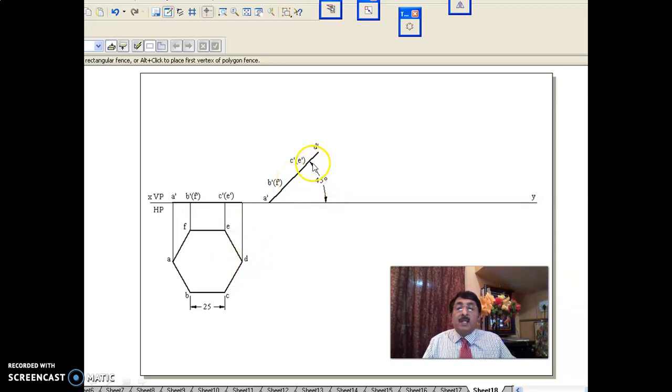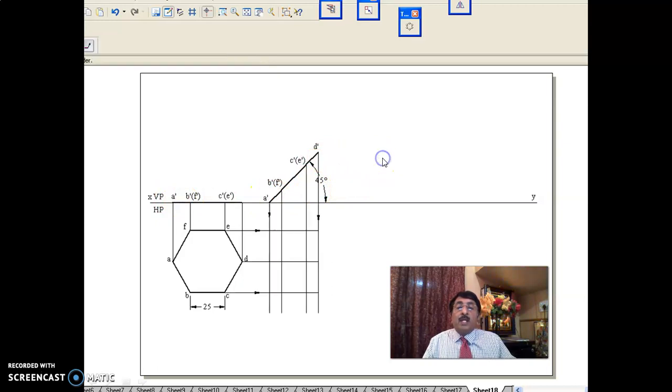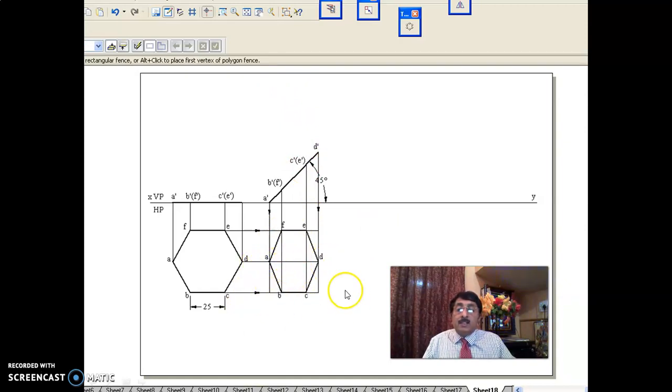Now the problem is: corner A on HP, and the surface inclined at 45 degrees to HP, which is the same as the diagonal AD inclined at 45 degrees to HP; both are the same. Now if you take the top view, you are looking from here. Get all the points. A and D on this. This is B and C. This is F and E and all that.